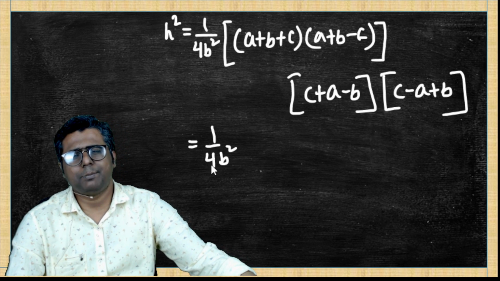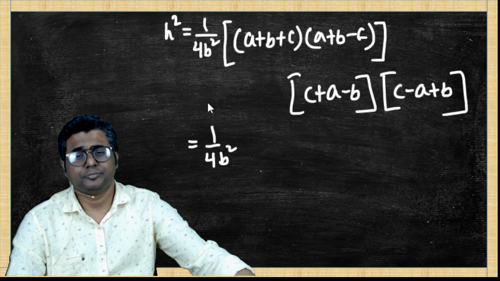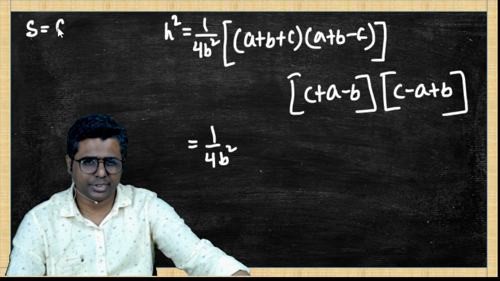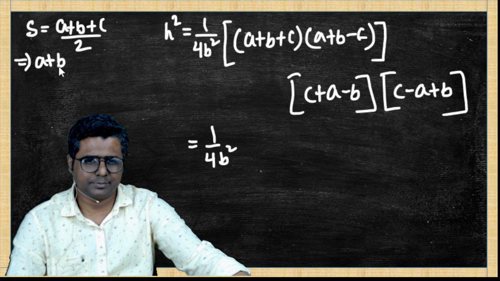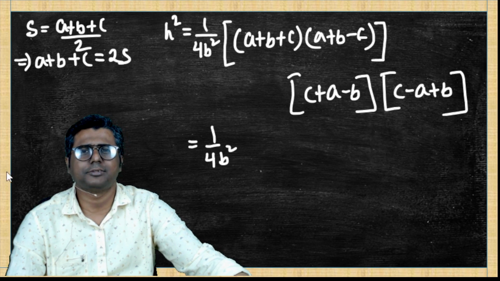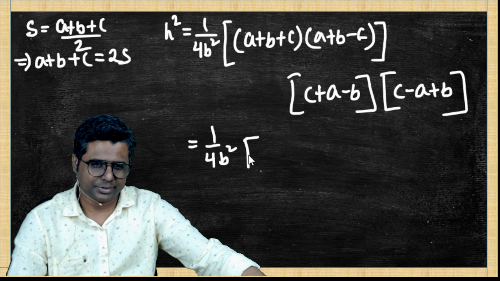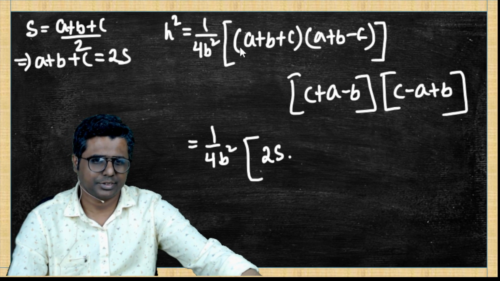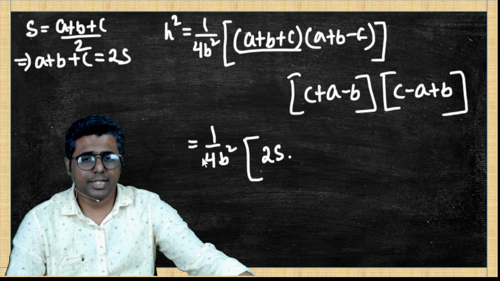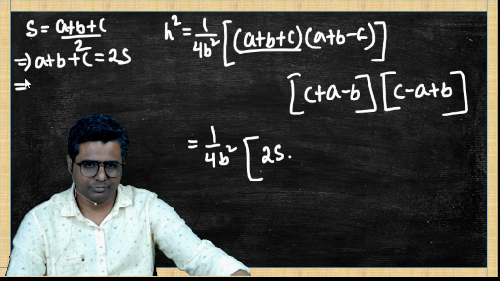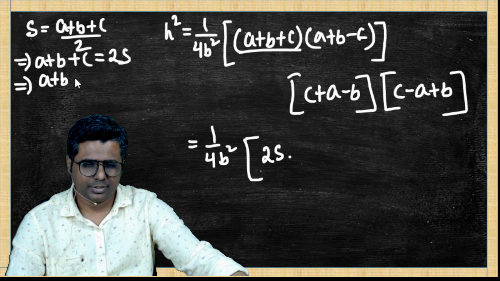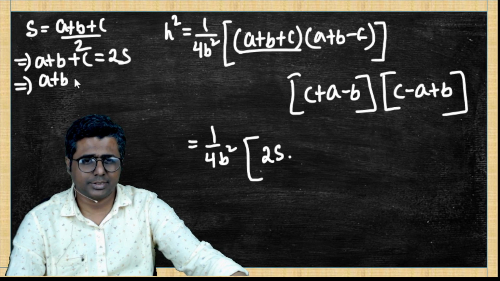What is a plus b plus c? Did you forget? Semi perimeter is equal to (a plus b plus c) by 2. So that means a plus b plus c will be equal to 2s, correct? So we are going to put this 2s. This part is done. Next, what is a plus b minus c? If I want to make it minus c, I'll take 2s minus c.